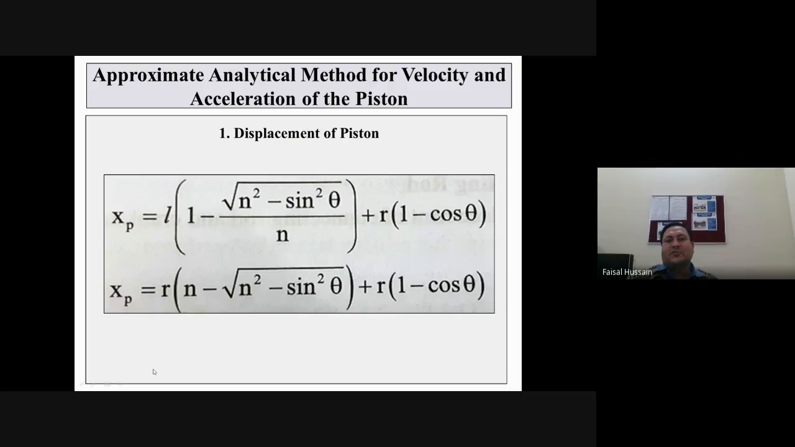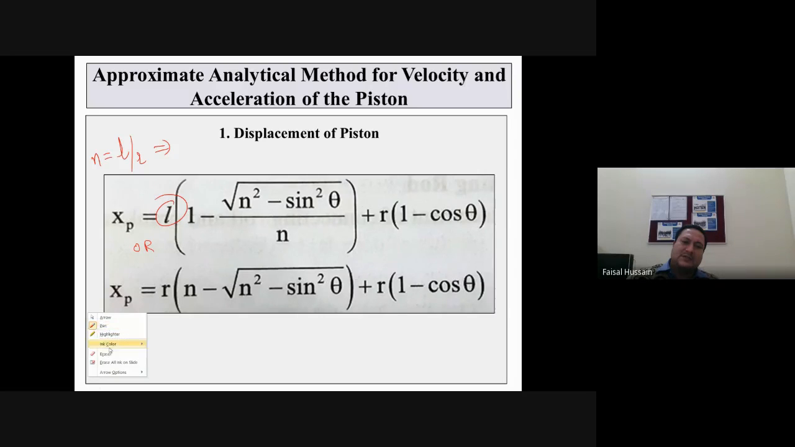This is the expression for the displacement of the piston. Displacement of piston or displacement of slider can be expressed in terms of the length of the connecting rod and the radius of the crank. Here you can see the displacement of piston is xp equal to L in the bracket 1 minus the square root of n square minus sine square theta by n, plus r into 1 minus cos theta. And similarly, this is your next equation. In this equation, there is no need for the length of the connecting rod. So if L is not given, we can directly use this equation, and generally as n equal to L by R, we can use either equation for finding the displacement of the piston or slider.